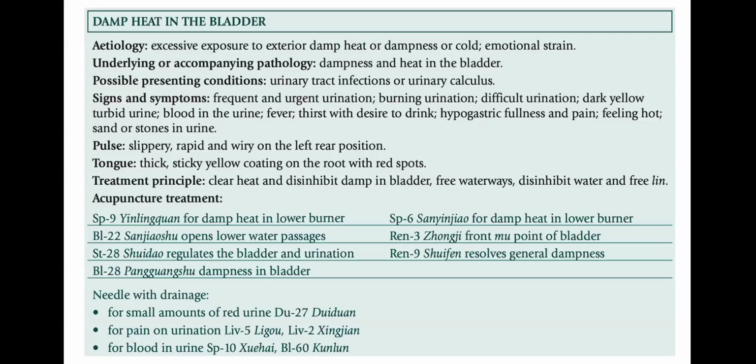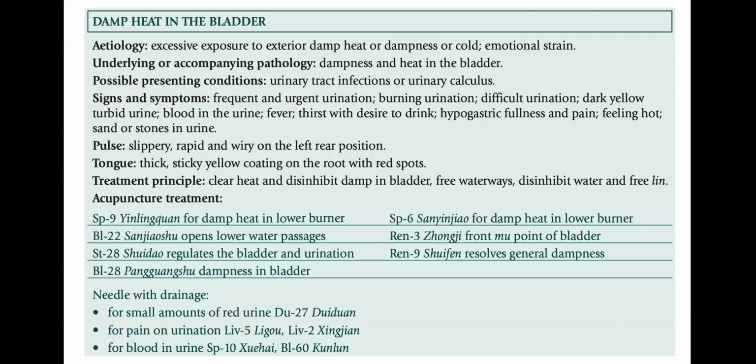The treatment principle: we clear heat and disinhibit damp in the bladder, free waterways, disinhibit water, and free lymph. For the acupuncture treatment, spleen 9 for damp heat in the lower burner, bladder 22 to open the lower water passages, stomach 28 to regulate the bladder and urination. Bladder 28 for dampness in the bladder. Spleen 6 for damp heat in the lower burner. Ren 3, the alarm point of the bladder. Ren 9 to resolve general dampness.